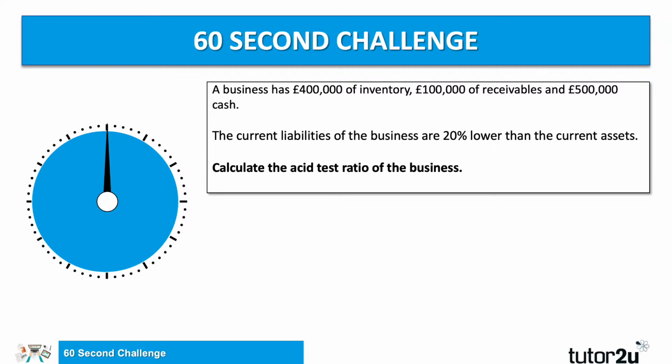We should already know the formula because we covered it in the first question. So a little bit of a percentage question there to get to the current assets, and you should be able to calculate the asset test ratio. Jim, can we start the timer, please?